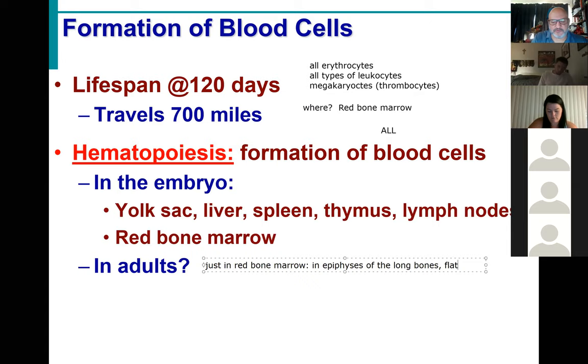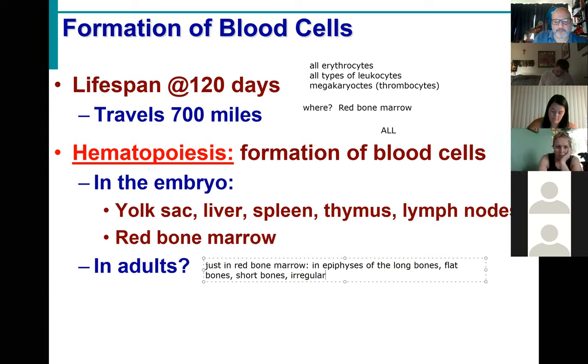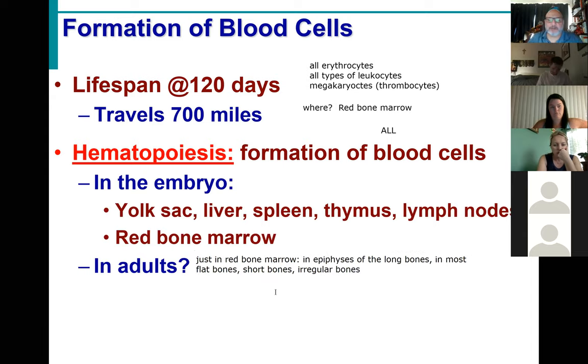Yeah, flat bones, short bones, irregular. And let's say it this way. In most. Are there some flat bones, short bones, and irregular bones that end up getting yellow bone marrow in them? Yeah. But most of them maintain their red bone marrow. And the epiphyses of the long bones maintain the red bone marrow as well. In that red bone marrow, we have a pluripotent stem cell.